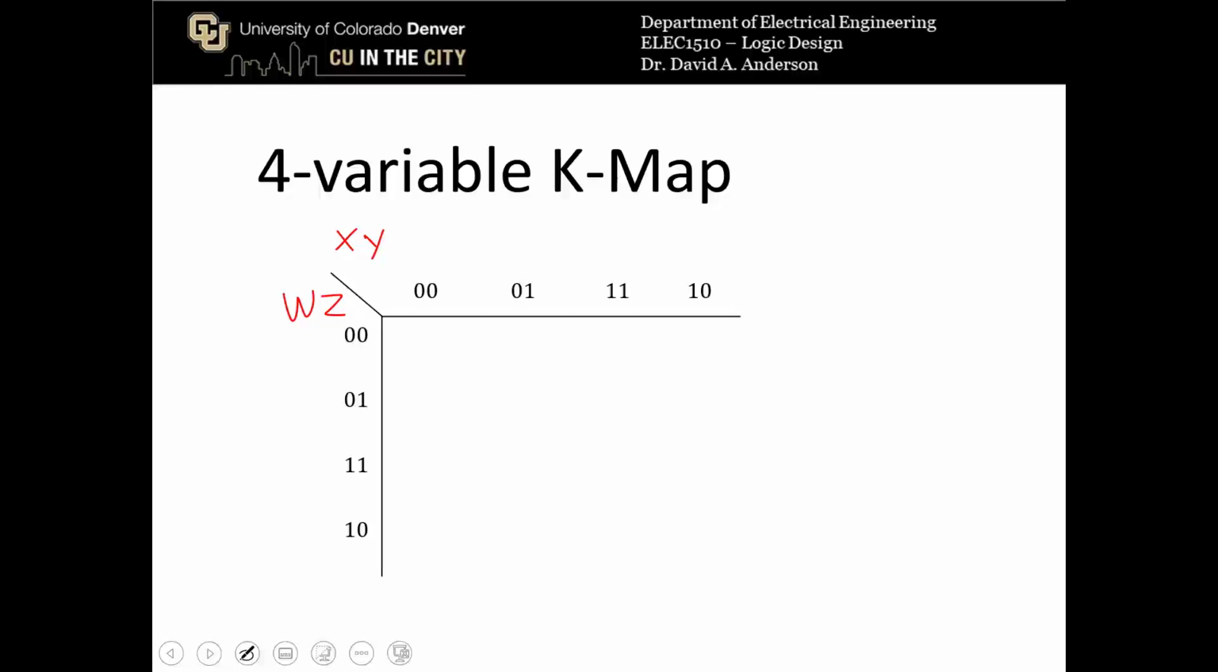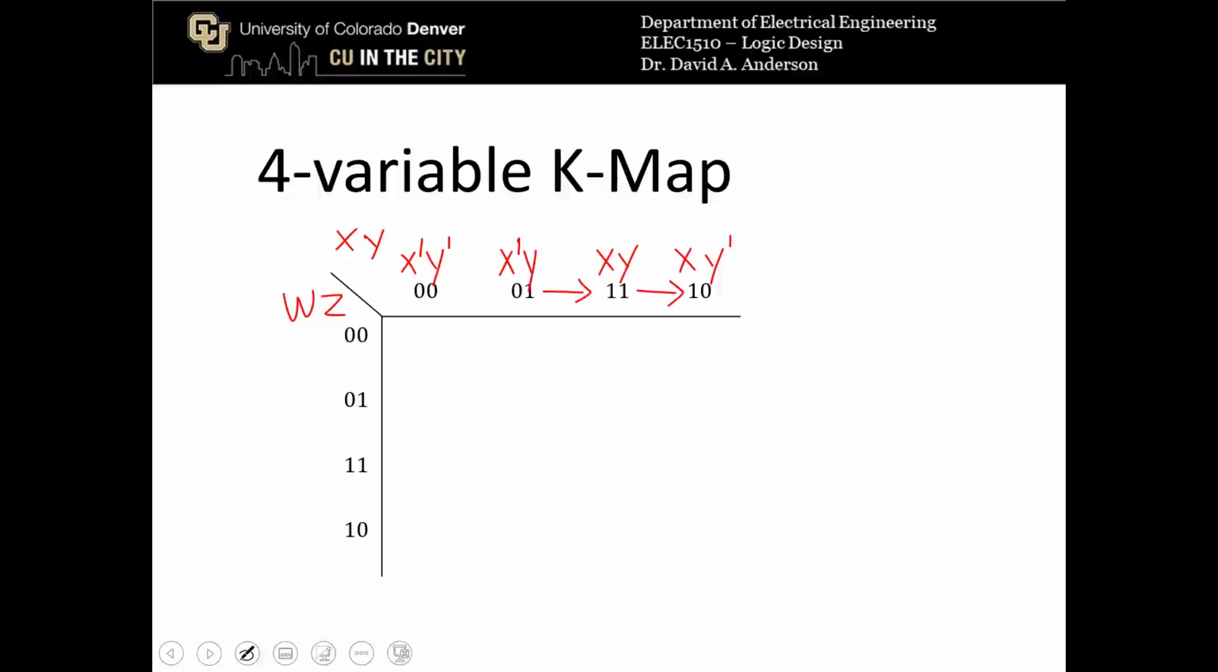So on the horizontal axis, 0, 0 corresponds to x prime y prime. 0, 1 is x prime y. 1, 1 is xy, and 1, 0 is xy prime. Now remember, you have to jump from 0, 1 to 1, 1 because only one of those bits can change at a time, and then we jump over to 1, 0.